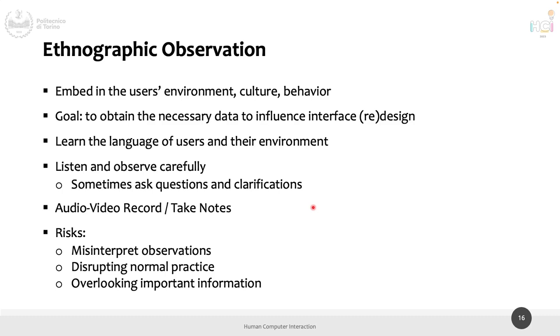There are three risks in general in observation. One is misinterpreting what you observe; your assumptions play a role. Another is disrupting the normal operation: if you observe nurses in a hospital, nurses typically work without you, so you are in that environment at that moment and you are disrupting the normal operation. And due to the previous two points, you can overlook important information.